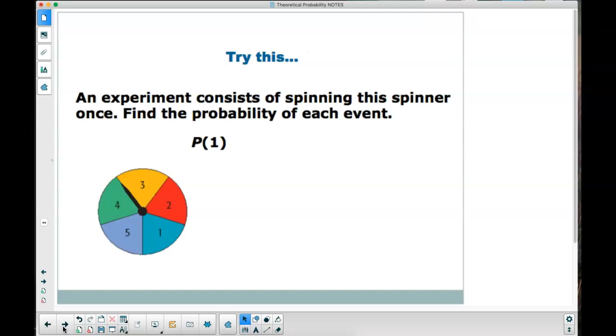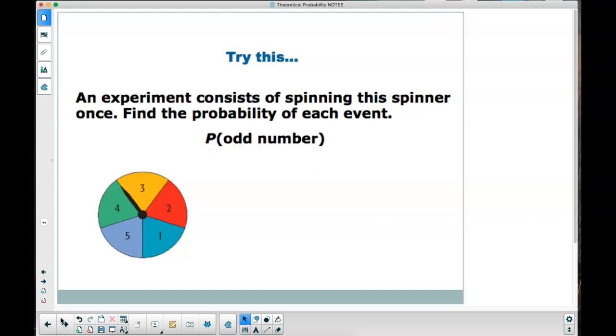Okay, how about the probability of getting a 1? Caleb. 1 out of 5. 1 out of 5. So again, that's 20%. There's only 1 out of the 5 spaces. Okay, how about an odd number? Probability of an odd. Savannah. 3 out of 5. And what percent is that? Go ahead, Pam. 60%.